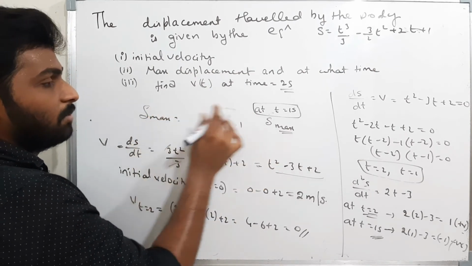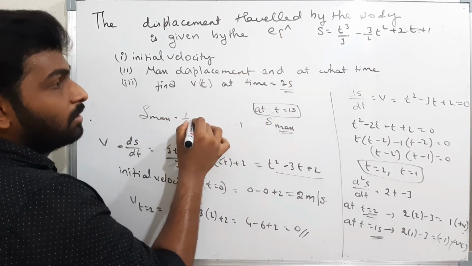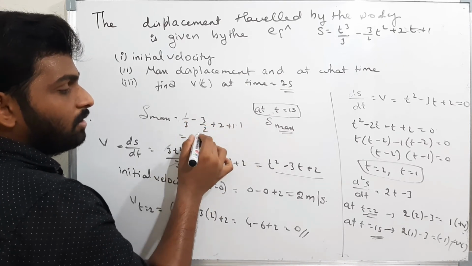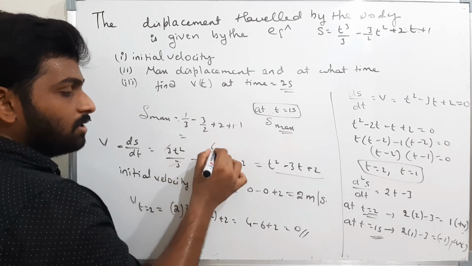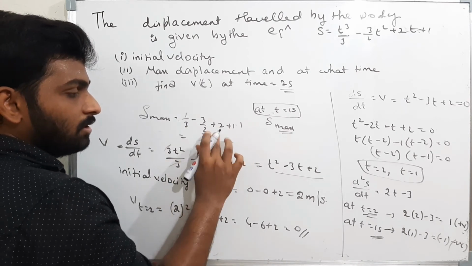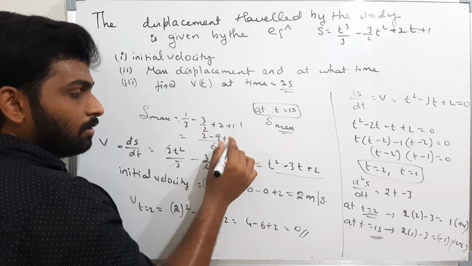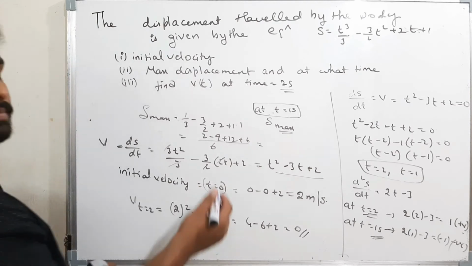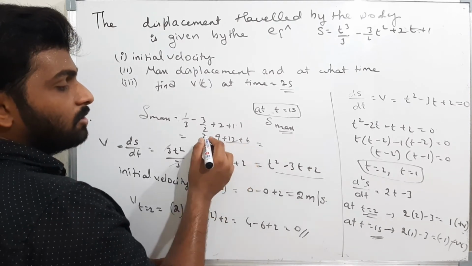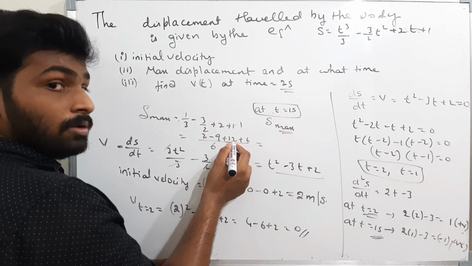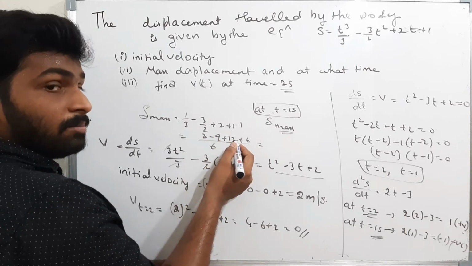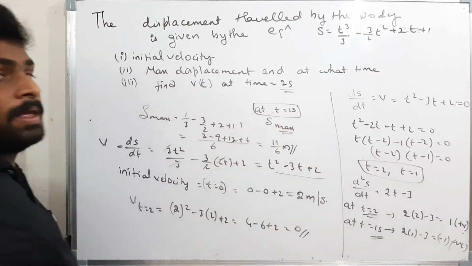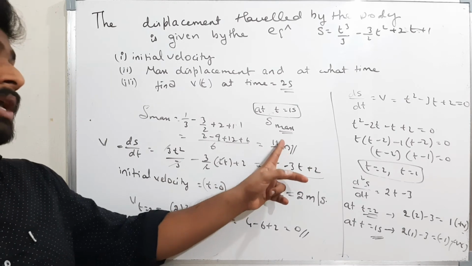S max is equal to, just keep t equal to 1 there. 1 by 3 minus 3 by 2 plus 2 plus 1. Now how much you will get? 1 by 3. Now take the LCM, 6. 2 minus 3 3s are 9. 12 plus 6. How much you will get? 6 plus 2, 18, 18 plus 2, 6 plus 2 is 8, 8 plus 2 is 10, 10 plus 10 is 20, 20 minus 9 is 11 by 6 meters. This is the answer. The maximum displacement traveled by the body is 11 by 6.